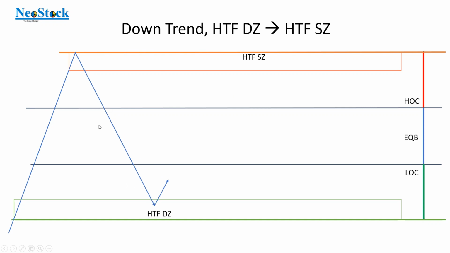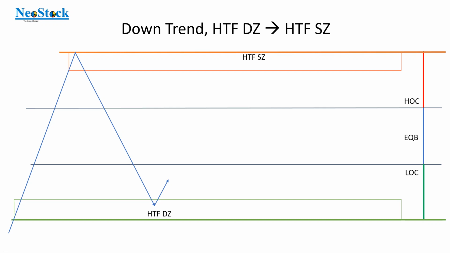Okay, now what happened? Prices entered into the HTF demand zone. Now HTF price direction is changed to HTF demand zone to HTF supply zone. Earlier it was HTF supply zone to HTF demand zone. The moment prices entered and turned, the price direction is changed. HTF demand zone to HTF supply zone.